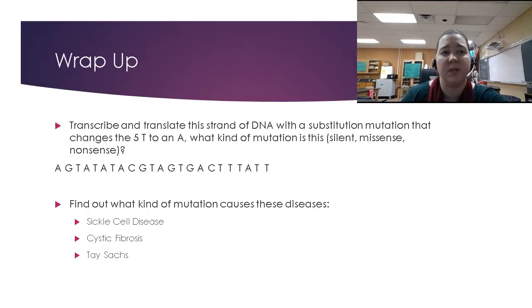Okay, see, I told you this was going to be short. All right, here's your wrap up. Once again, I want you to transcribe and translate and create a substitution mutation that changes the fifth T to an A. What kind of mutation is it? And then I want you to find out what kind of mutations cause these diseases: sickle cell, cystic fibrosis, and Tay-Sachs.